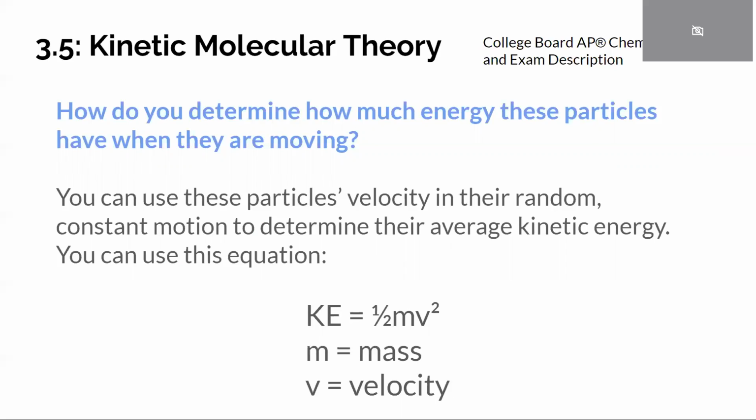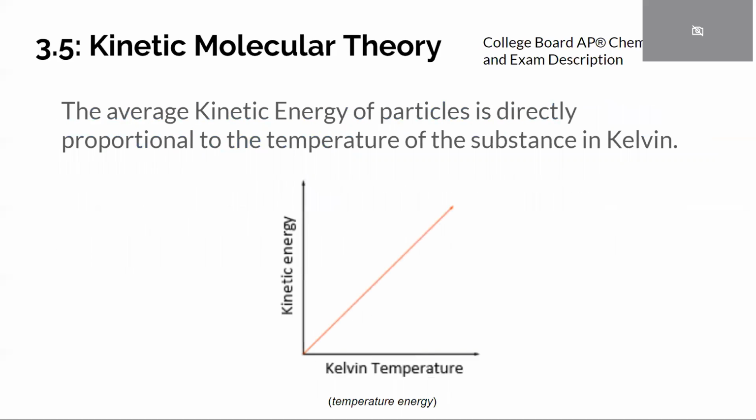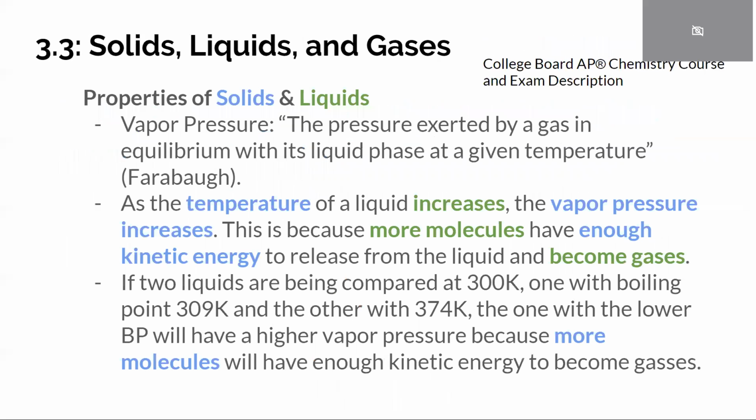You're not really going to be using this equation all that much, but you want to understand the relationship between velocity and average kinetic energy. As the velocity, or the particle's direction and speed, increases, the kinetic energy also increases. And then the average kinetic energy of particles is directly proportional to the temperature of the substance in Kelvin. So as the Kelvin temperature increases, the kinetic energy increases also, which we explained earlier.